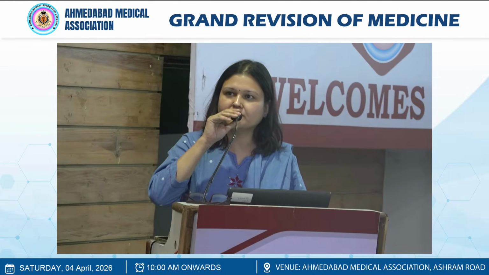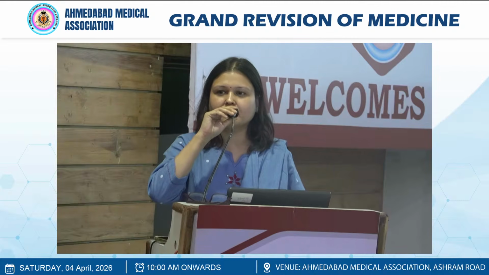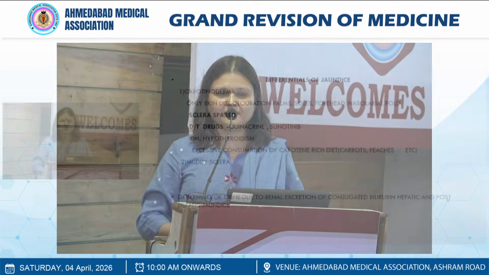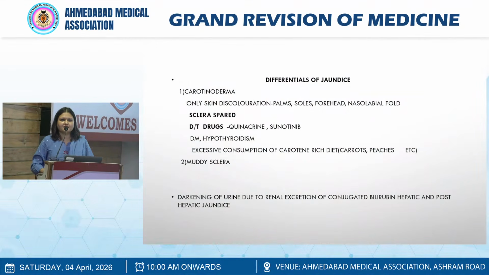Now differentials of jaundice. The first is carotenoderma. So what is carotenoderma? The term itself suggests that only skin discoloration is there, yellow skin discoloration. It spares the sclera and it appears because of a few drugs like quinacrine and sunitinib consumption, a few endocrinopathies like hypothyroidism, diabetes, and when a person consumes a large amount of carotene-rich diet like carrots, peaches, etc.